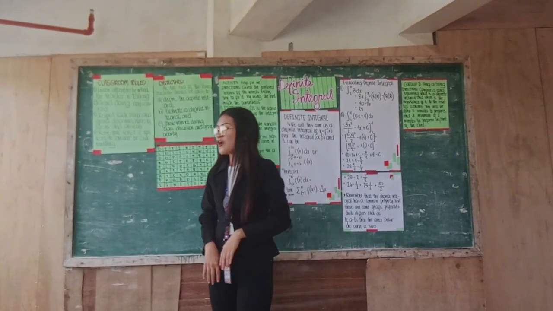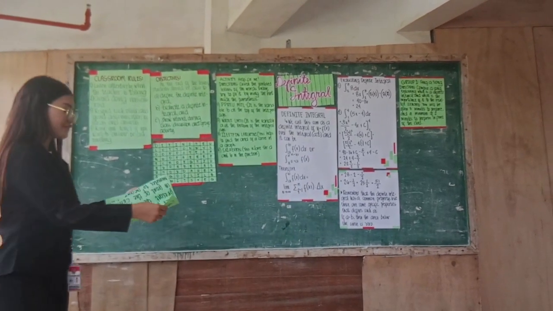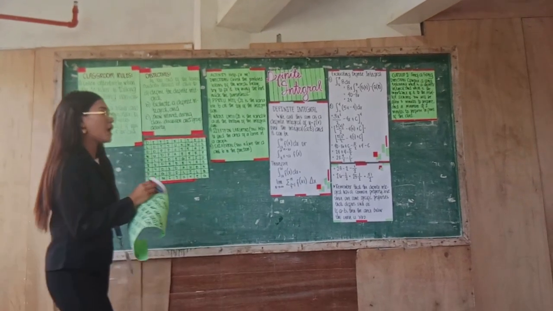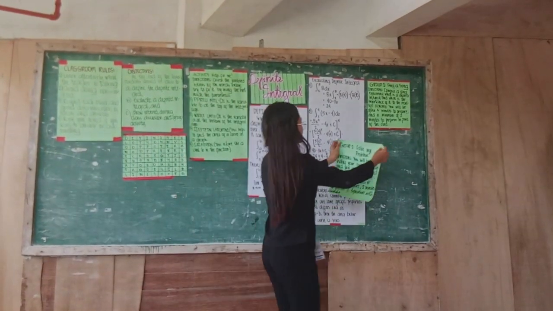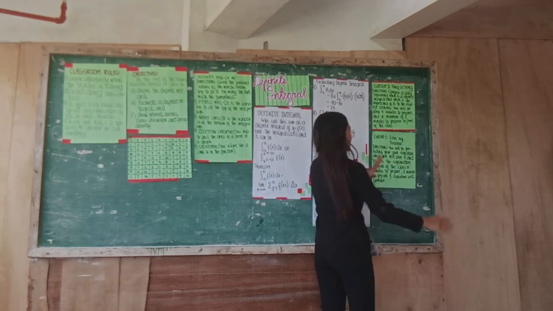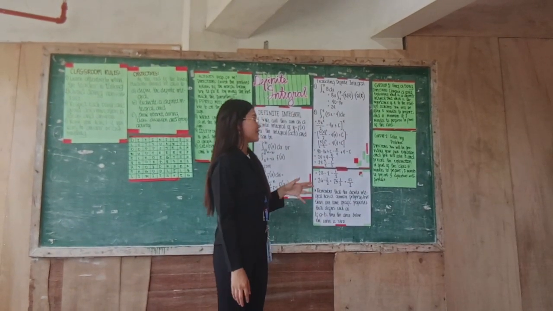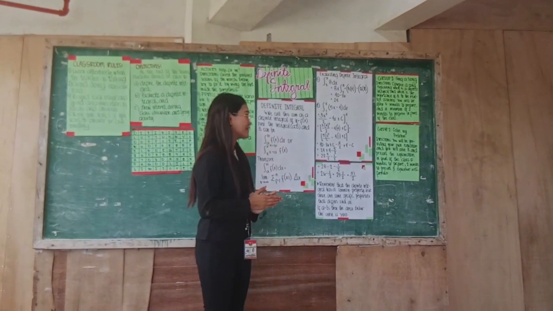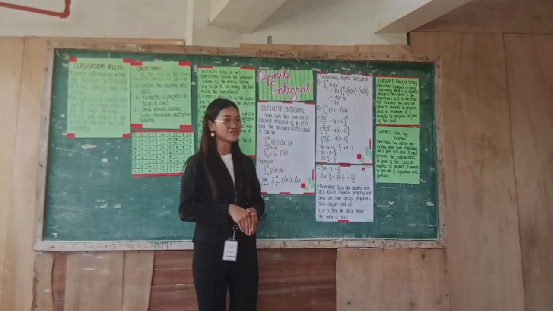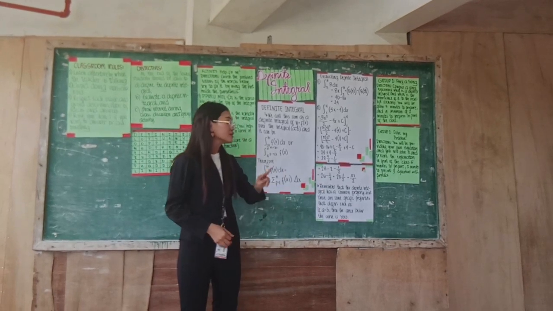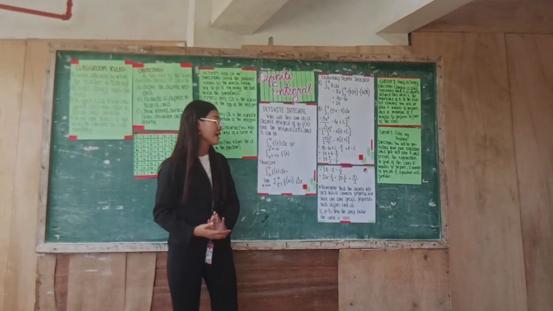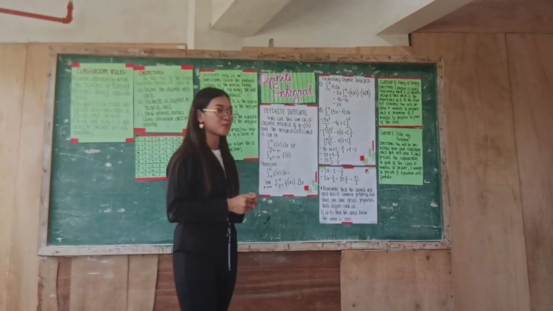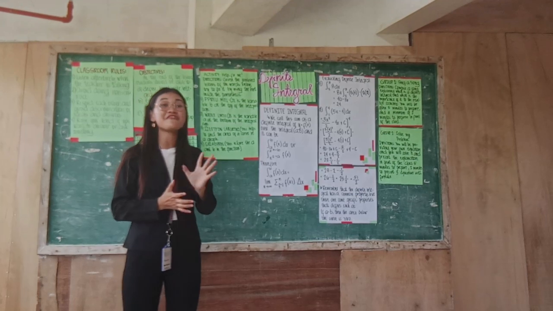For the group 2, your activity is solve my problems. The direction is you will be providing your own equation and you will solve it and present the explanation in front of the class. 5 minutes to prepare, 2 minutes to present, and 3 equations with formula. Okay? Please cooperate with your group because you were only given 5 minutes.